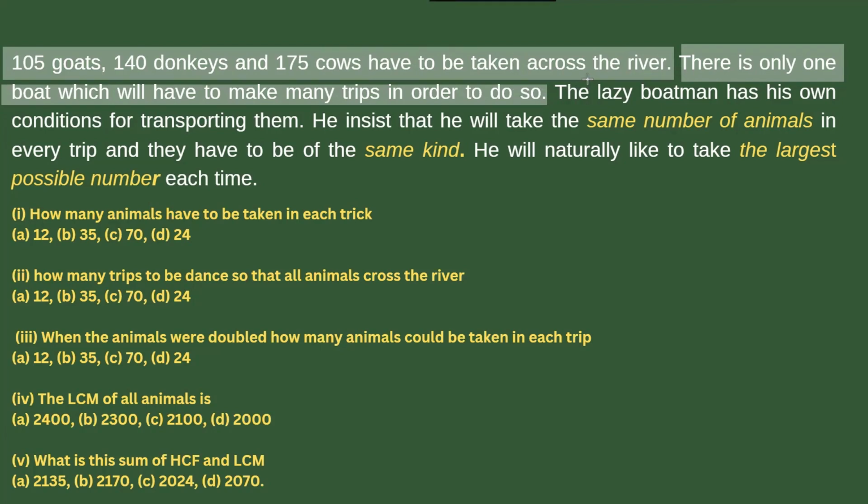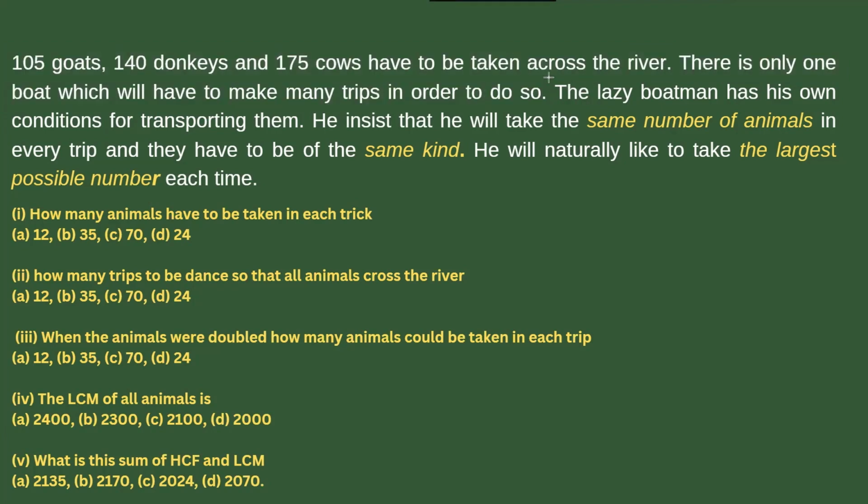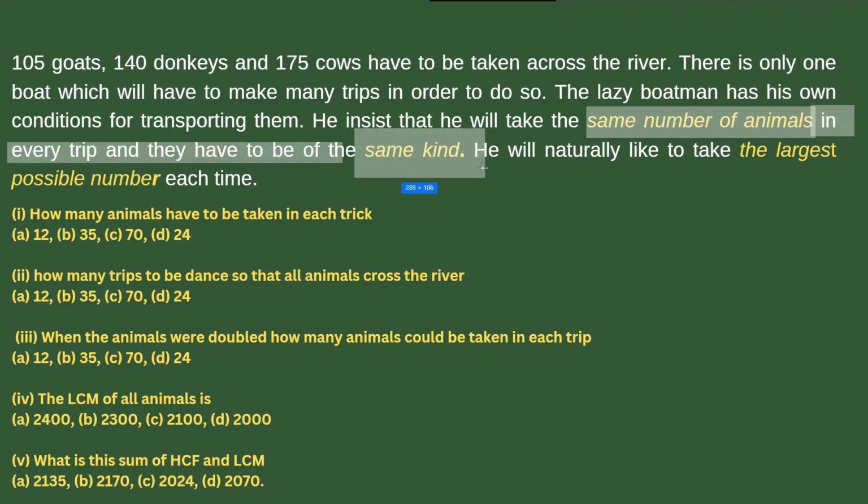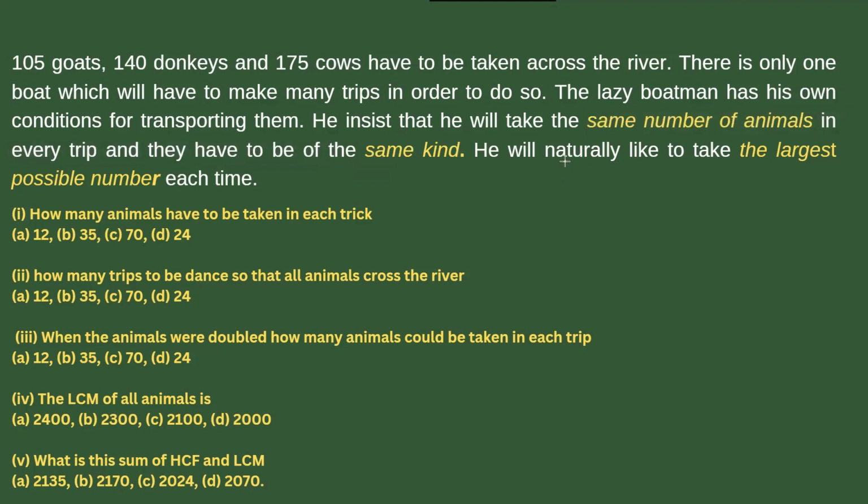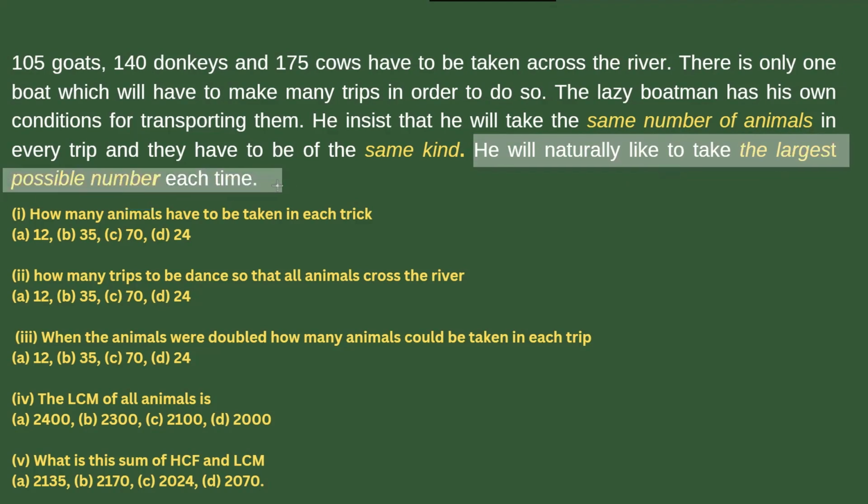In order to do so, the lazy boatman has his own condition for transporting them, and he insists that he will take, this is important, the same number of animals in each trip, and they have to be of the same kind. Further, he wants to minimize the number of trips, and that's why he wants to take the largest number of animals in each trip. So now what we are going to do here is see the first part.